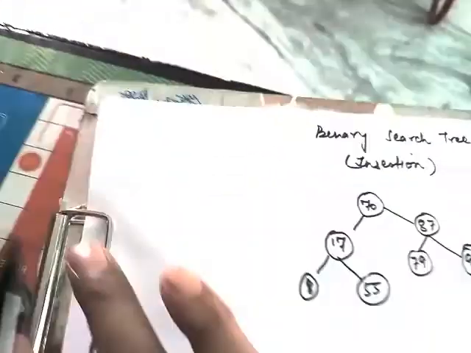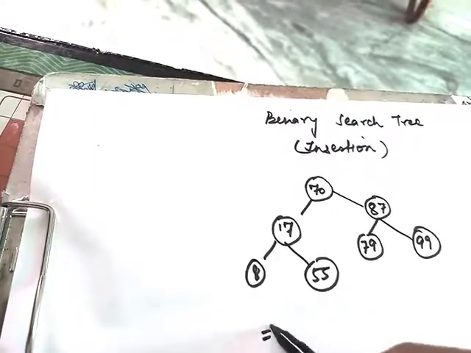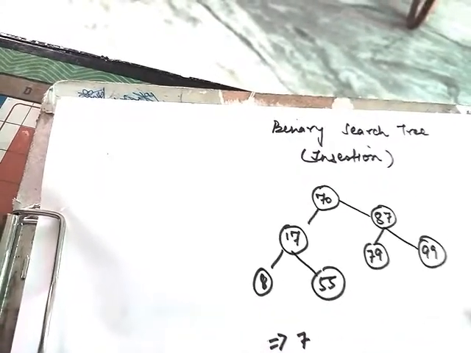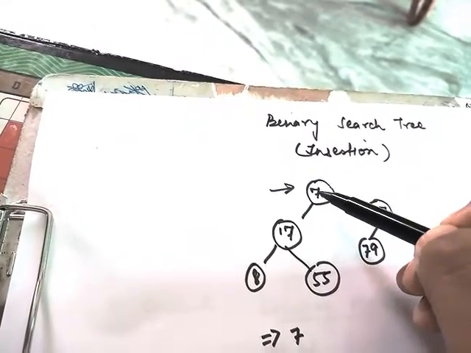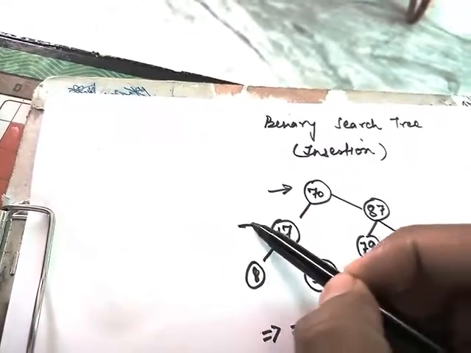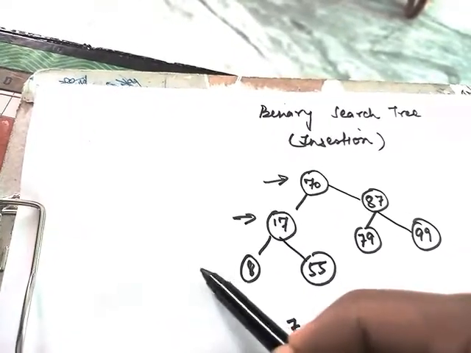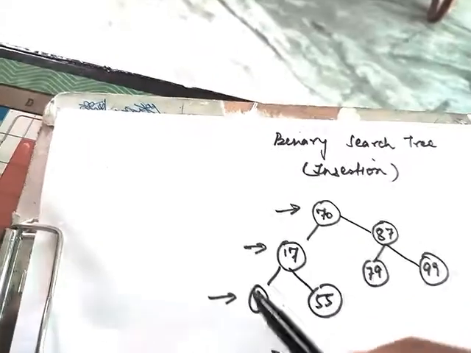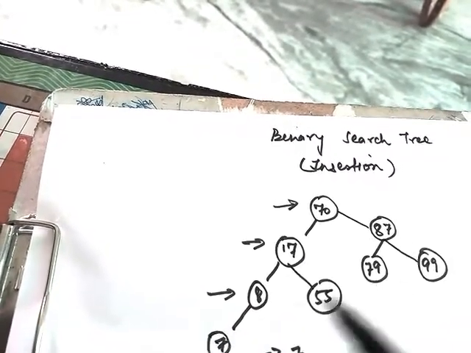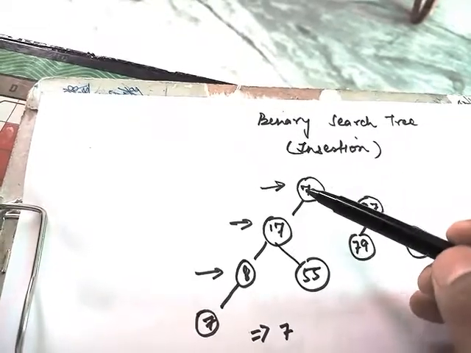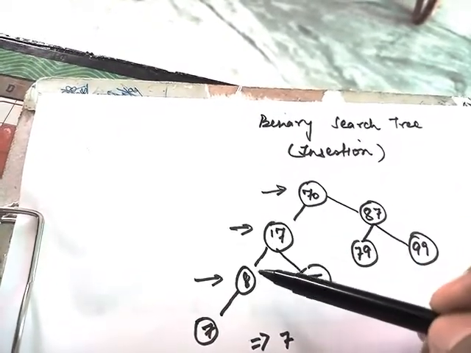But if your tree is balanced, like this one, and suppose I want to insert a value that is called 7. So first comparison with root, 7 less than 70, come to left. 7 less than 17, come to left. 7 less than 8, so it will be added over here. So in total how many comparisons have I done? In this case, when my tree was balanced, 1, 2, and 3.